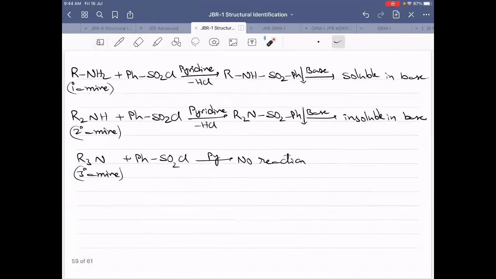Completed na? Then next. Copy this page. What does minus HCl mean? Removal of HCl. H from this compound and Cl from this compound will be removed to get the resultant product.